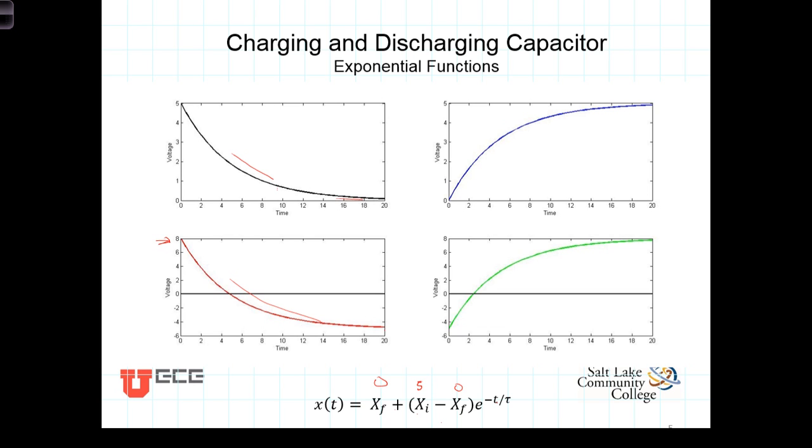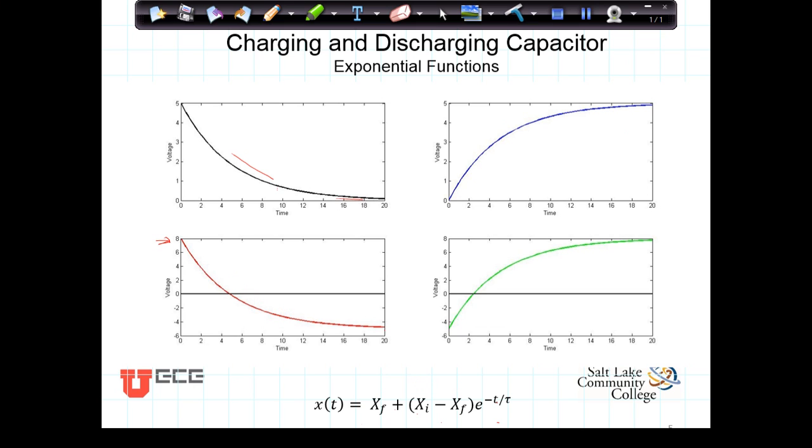Now, similarly, this same formula describes this charging waveform, where the initial voltage is 0 and the final voltage is 5. So this is discharging, this is charging, starting at 0 and going to 5. Now we have the case where the final voltage is 5, the initial voltage is 0, so we have final voltage of 5 plus 0 minus 5 times this e to the minus t over tau.